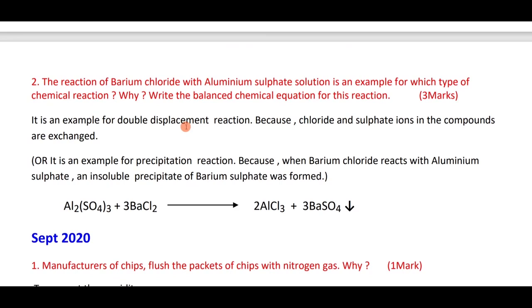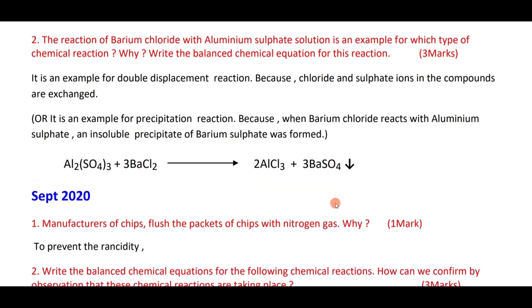The reaction of barium chloride with aluminum sulfate solution is an example of which type of chemical reaction? It is a double displacement reaction, because exchange of partner ions takes place in the solution. Why is it called double displacement? Already I have told you: exchange of ions takes place in the solution. Balanced chemical equation: Al2(SO4)3 plus 3BaCl2 gives 2AlCl3 plus 3BaSO4, which is the precipitate formed.